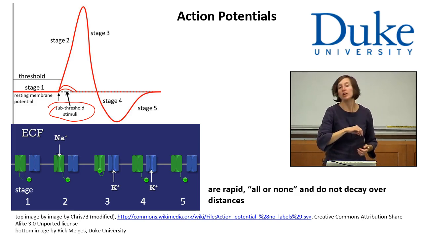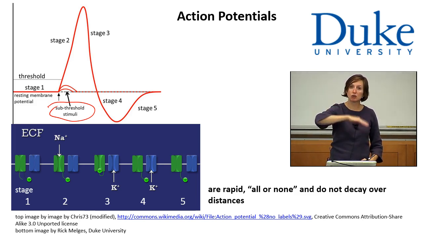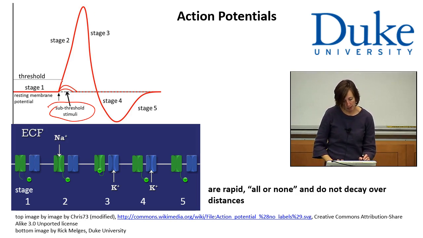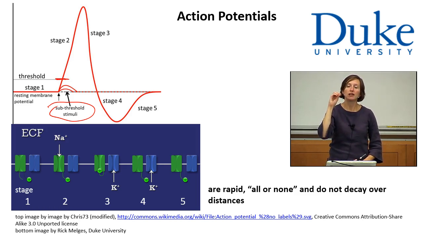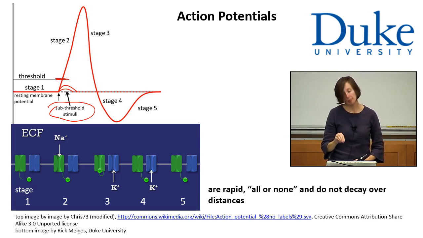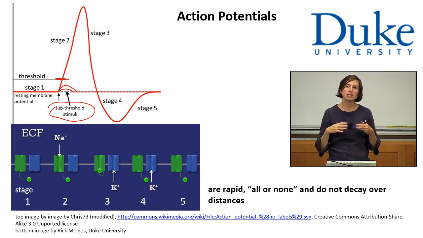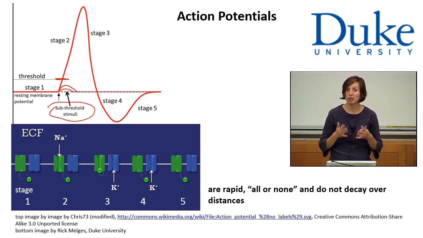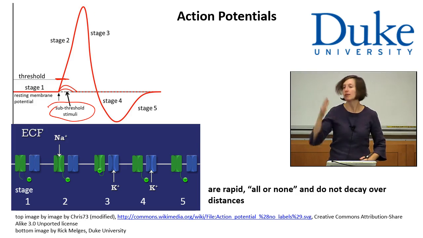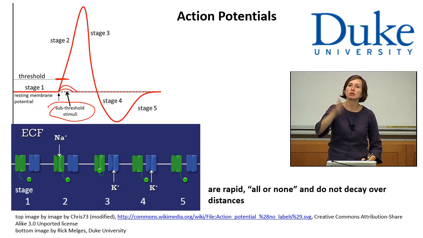But if we get a stimulus that's great enough that gets the membrane to threshold, that is when the sodium and potassium channels will open, and that's when we'll get to stage 2, where remember we said both channels are going to be activated by this reaching threshold, but that sodium channels are going to open really quickly. And so that means in stage 2 we have only sodium channels open. So sodium's going to rush in.